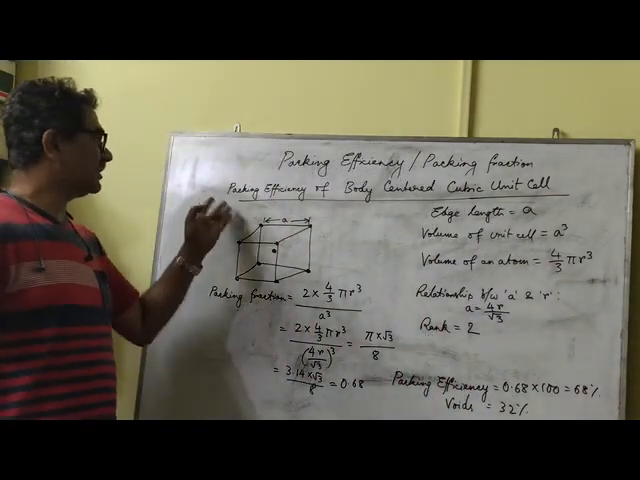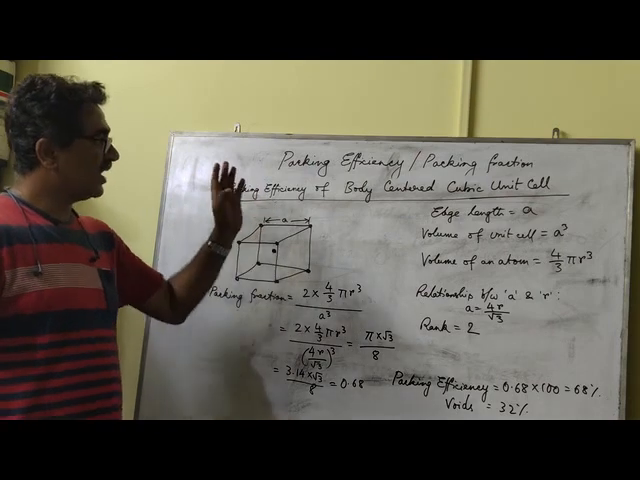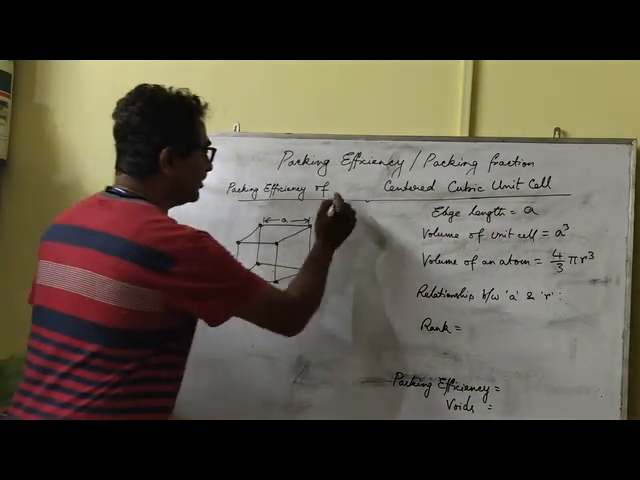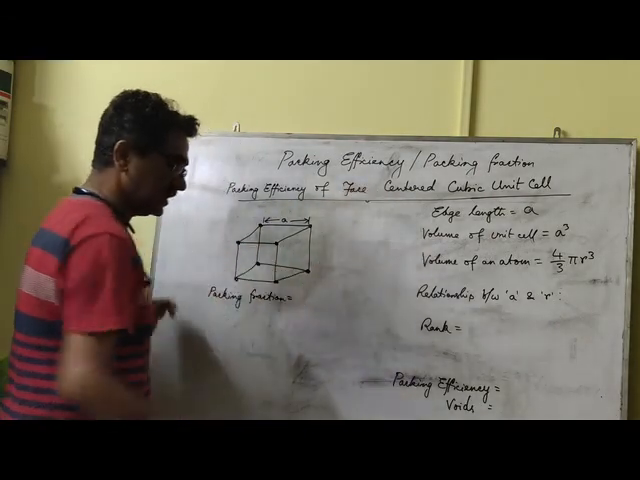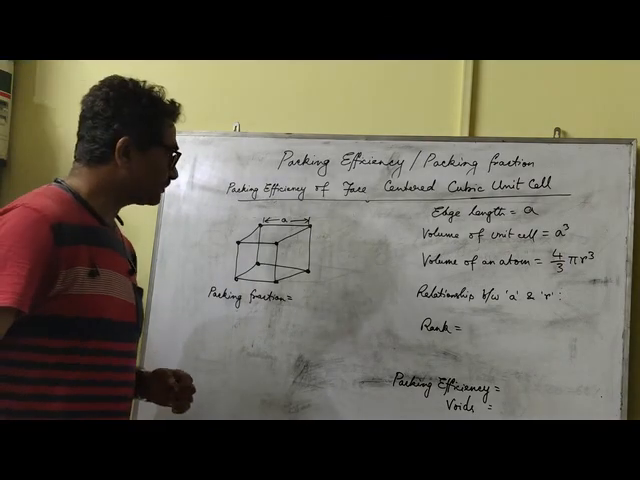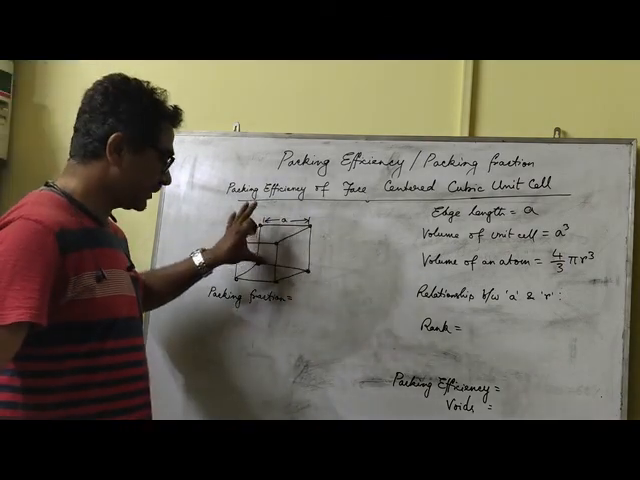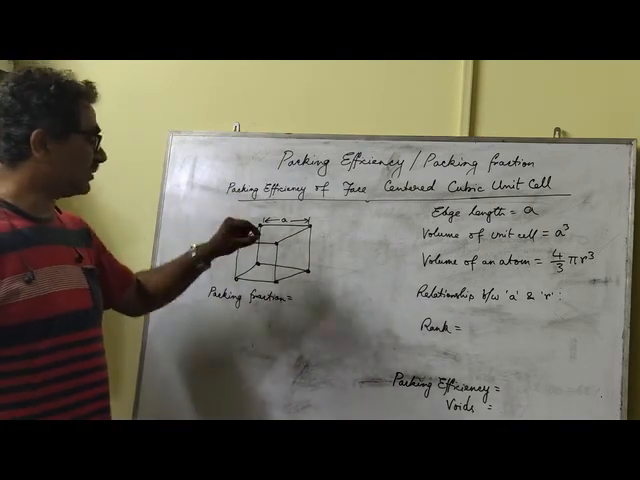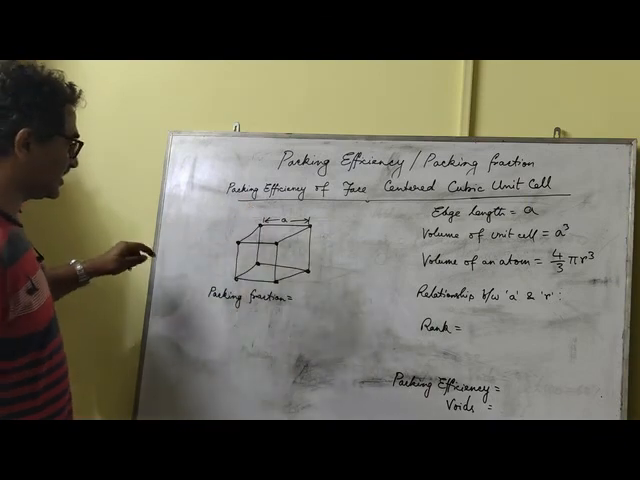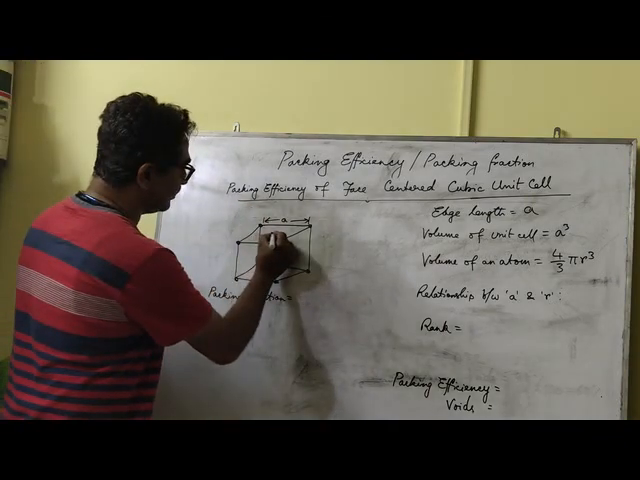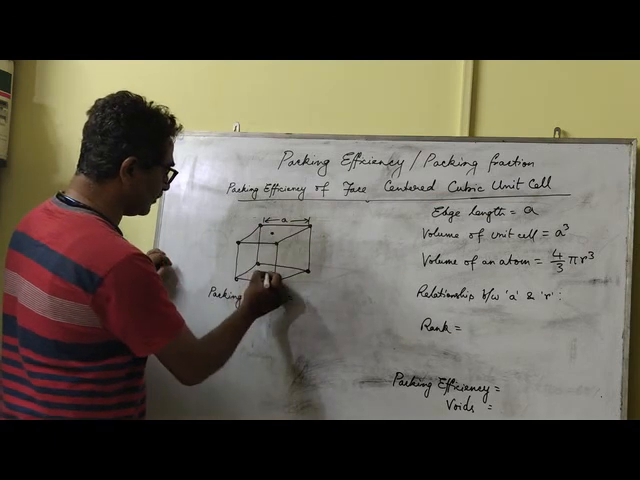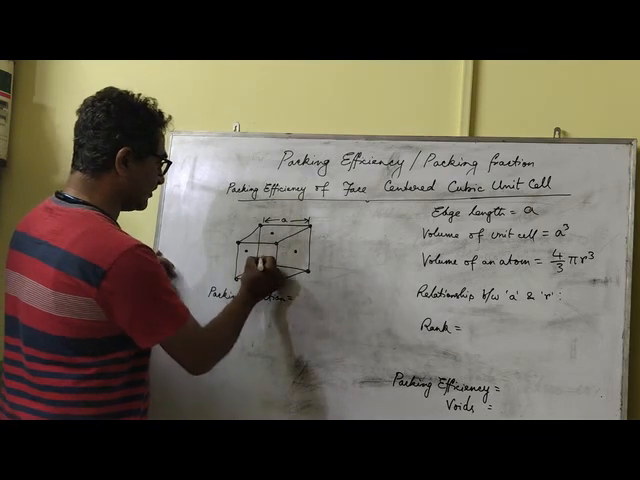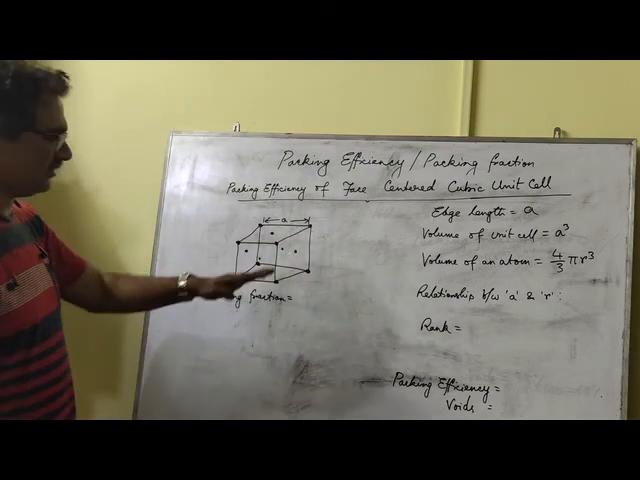And finally, we are going to see the packing efficiency of a face-centered cubic unit cell. Here is the cubic unit cell, and remember, in a face-centered cubic unit cell you will have an atom at the middle of each face. There are 6 faces, so you will have an atom at the middle of every face. So at the top, at the bottom, at the 2 sides, and then at the front and at the back. So we have 6 atoms.